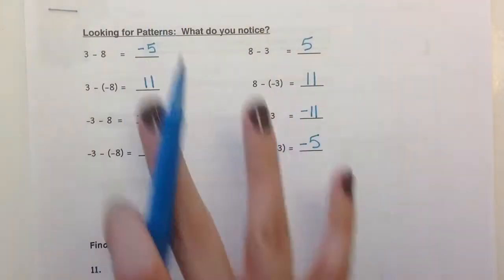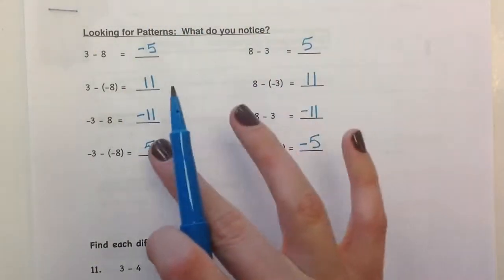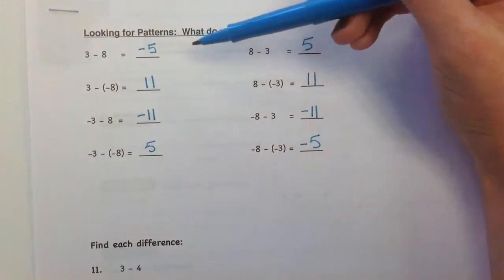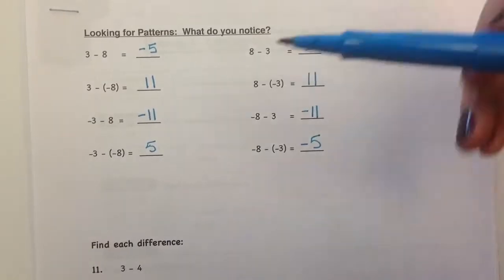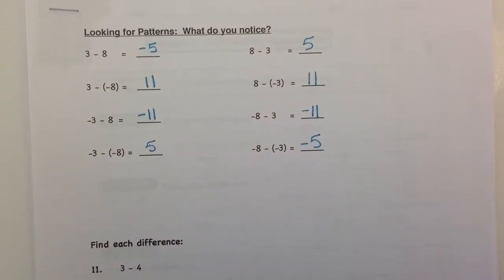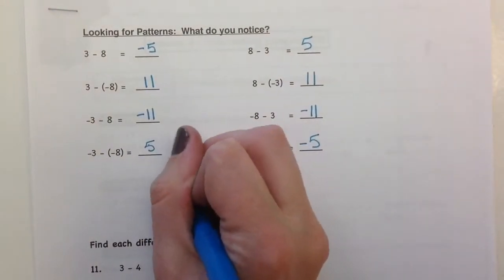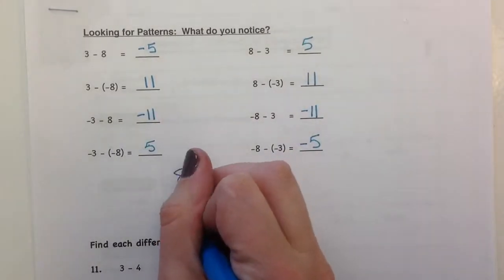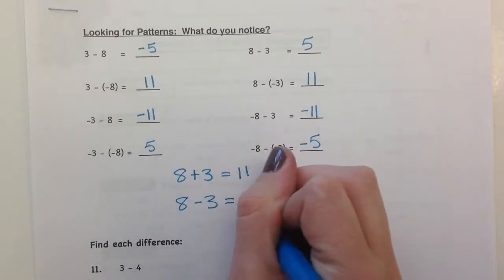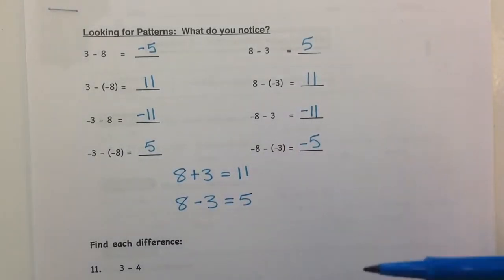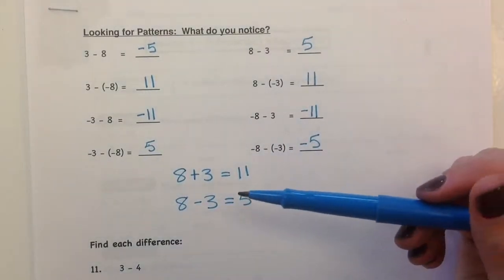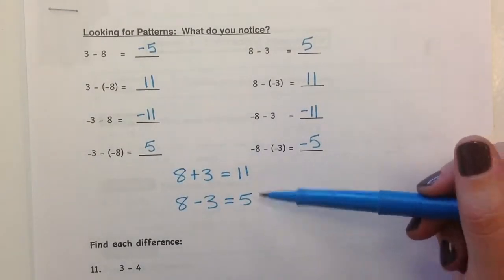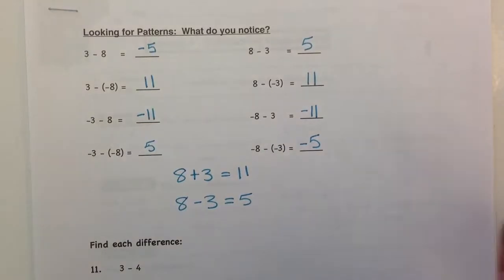So if we look for patterns, all that we have here are 5s and 11s, either positive 5 or negative 5, or positive 11 or negative 11. And if you think about 8 and 3, we get 11 by adding the two together, and we get 5 by subtracting the two. So basically, each problem is either an addition problem where we're finding the sum, or a subtraction problem where we're finding the difference. But the question is, how do we get there?